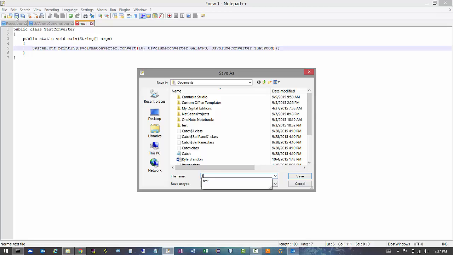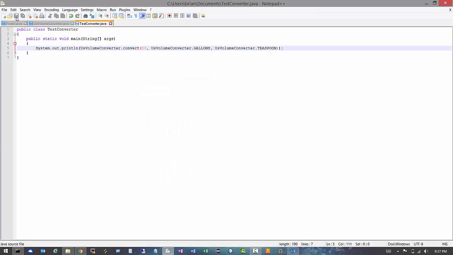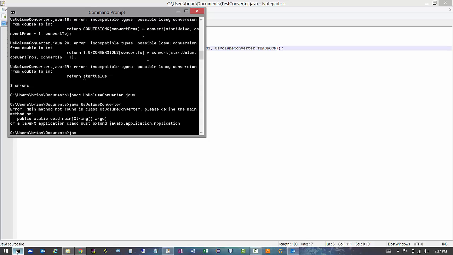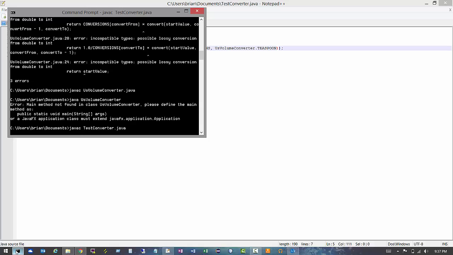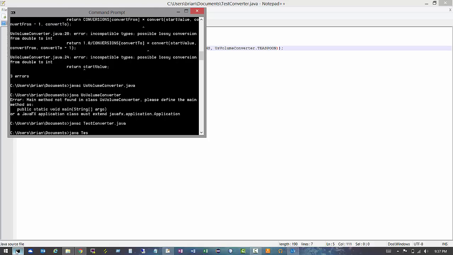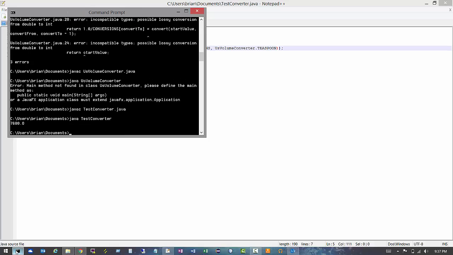This is going to be called TestConverter.java. Let's go out here, javac TestConverter.java, java TestConverter, and that is indeed the right answer.